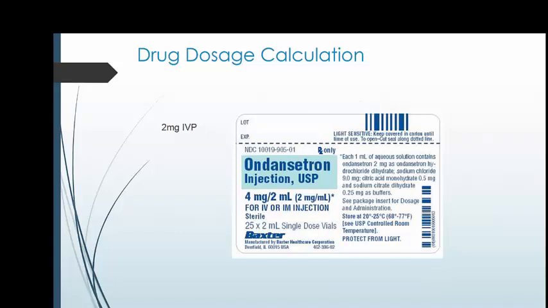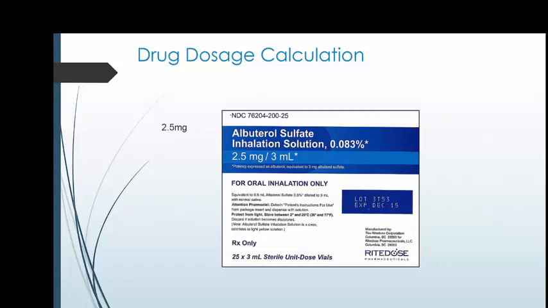Zofran or ondansetron, this we want to give 2 milligrams IV push. So we're going to take this 2 milligrams times your volume in that container, which is 2 milliliters, divided by your total drug in that container, which is 4 milligrams. So 2 times 2 is 4, divided by 4 gives you 1. So you would give 1 milliliter to deliver this amount of drug. Albuterol sulfate, we want to give 2.5 milligrams. Well, this comes packaged 2.5 milligrams in 3 milliliters, so we're going to give the full 3 milliliters to give that much drug.